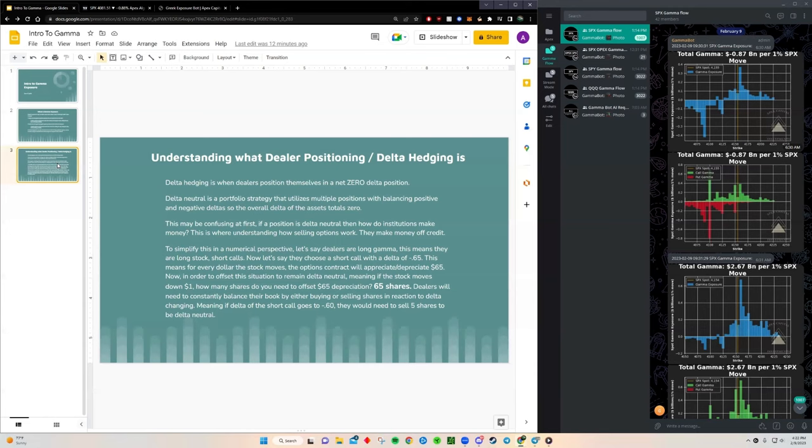Now in order to offset the situation and remain delta neutral, meaning if the stock moves down $1, how many shares do you need to offset a $65 depreciation? 65 shares. Dealers will need to constantly balance their book by either buying or selling shares in reaction to delta constantly changing. Meaning if delta of a short call goes to minus 60, they would need to sell 5 shares to be delta neutral.